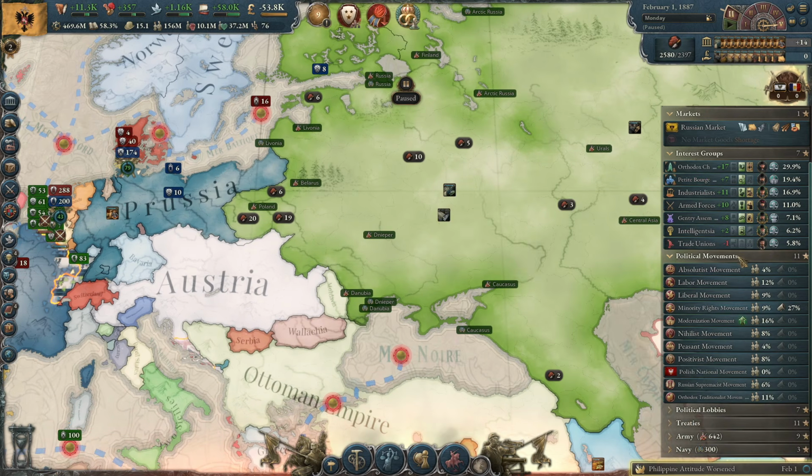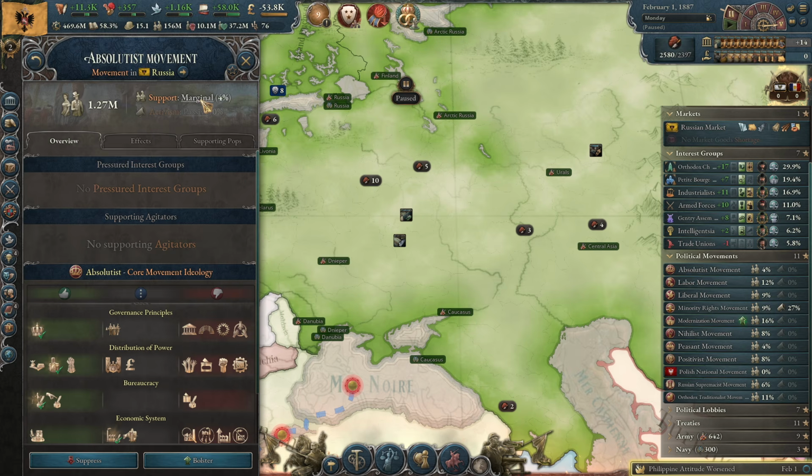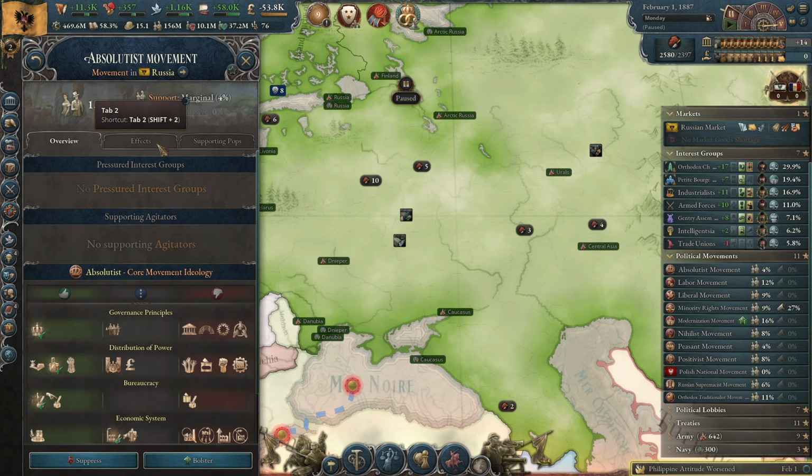And now we're going to move on to political movements, which are just as important as your interest groups. For example, we have the absolutist movement. This is a movement you're going to see at the start of the game in Russia. These have core movement ideologies. They have things they oppose, things they support, things they don't care about, as if they were an interest group.